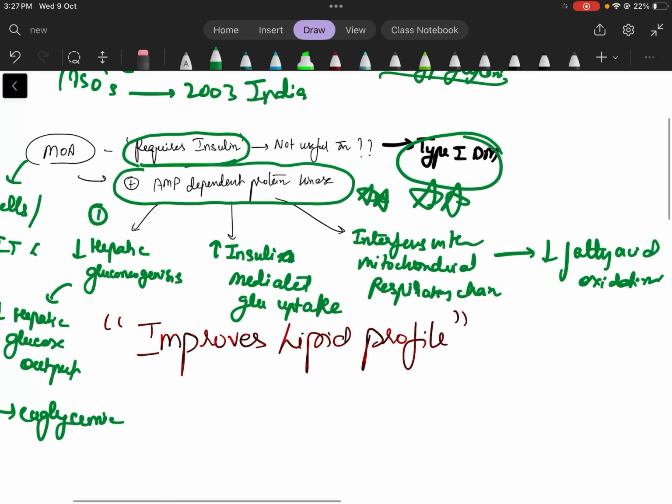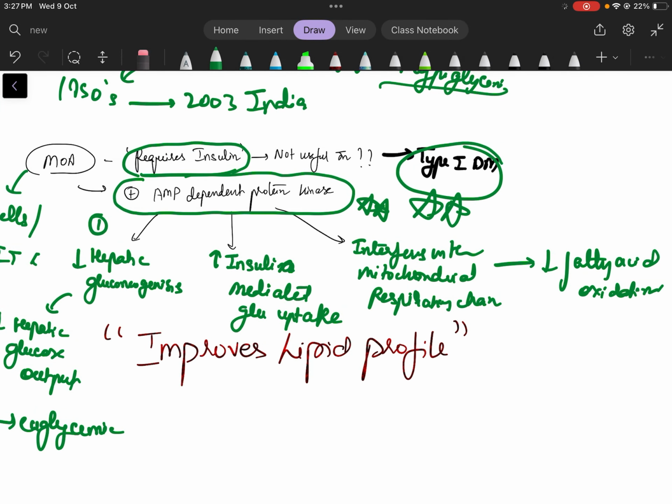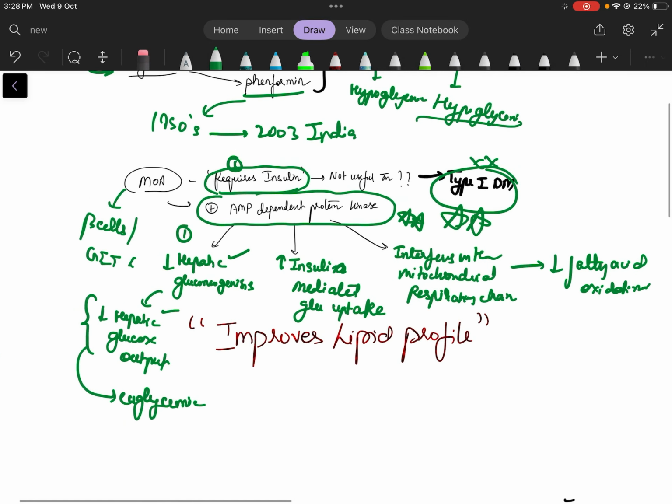So these are three important features which make metformin different from other anti-diabetic drugs. First point is it requires insulin for its mechanism of action, hence it cannot be used in case of type 1 DM. It acts through AMP dependent protein kinase and basically decreases your hepatic glucose output and hepatic gluconeogenesis. It increases insulin mediated glucose uptake. Also, it interferes with the mitochondrial respiratory chain by decreasing fatty acid oxidation. So these are very important features of metformin, and this is how metformin actually acts.